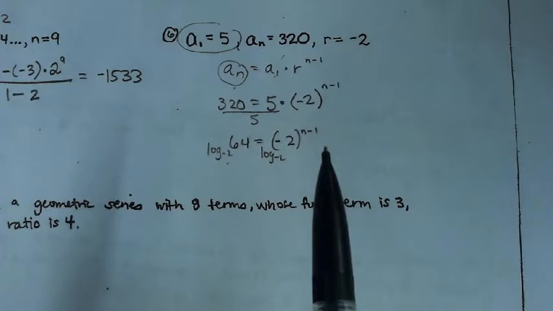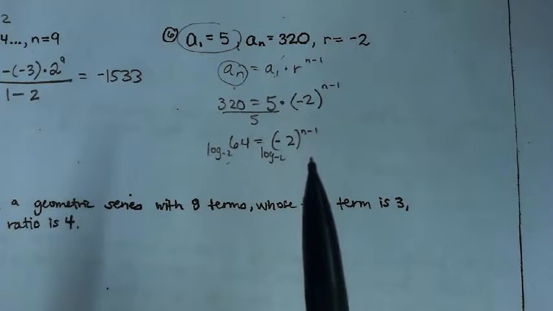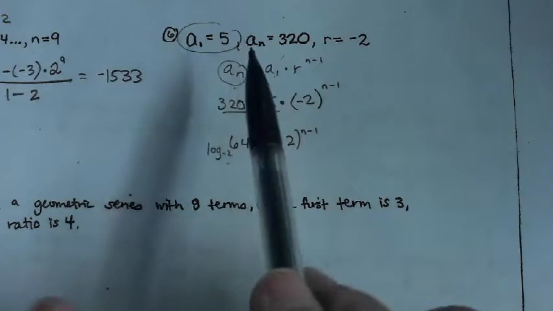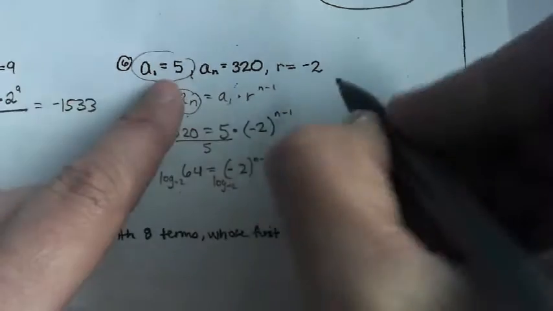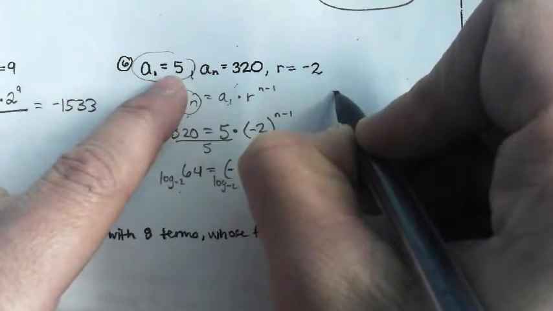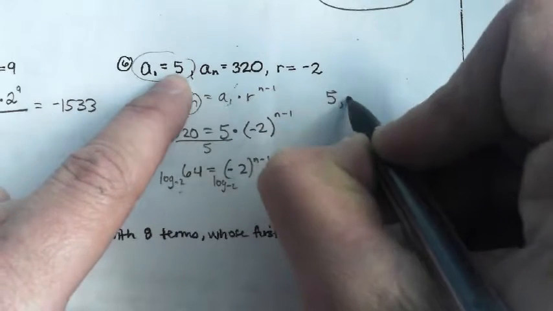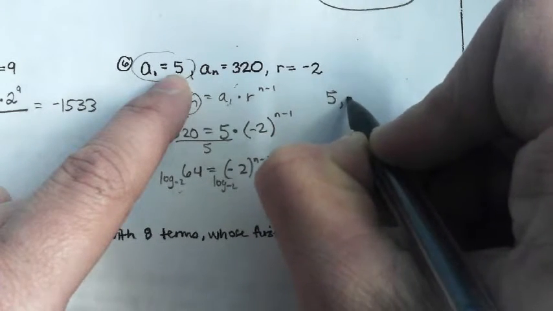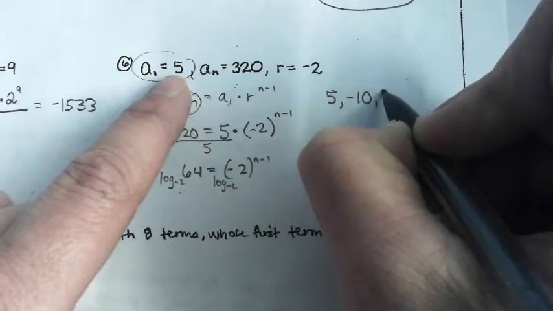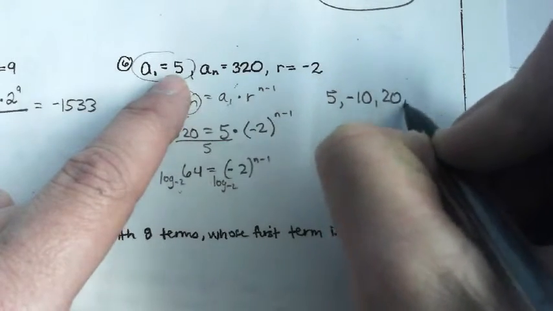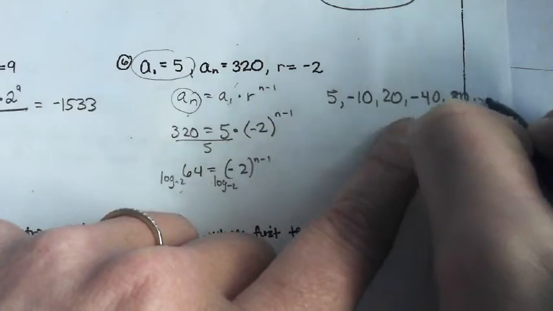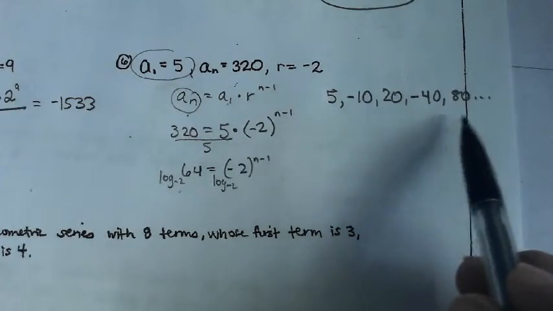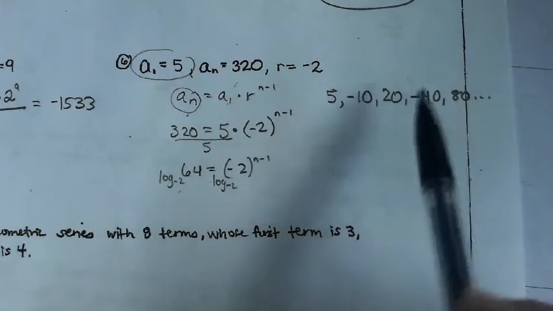I believe so, but let's wrap our head around why we can do that. So if I go back to the beginning, because I ran into a problem, I've got to think about something here. My first term is 5, and my common ratio is negative 2. So if I'm multiplying by negative 2, what's my next term? Negative 10. What's my next term? Positive 20. And then negative 40. And then 80, dot, dot, dot. So every other term is going to be positive anyway.